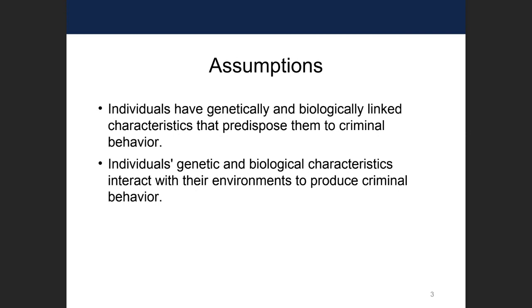And because of that, the assumption in this perspective is that individuals have genetically and biologically linked characteristics that predispose them to criminal behavior. A second assumption made by this perspective is that individuals' genetic and biological characteristics interact with their environments to produce criminal behavior.